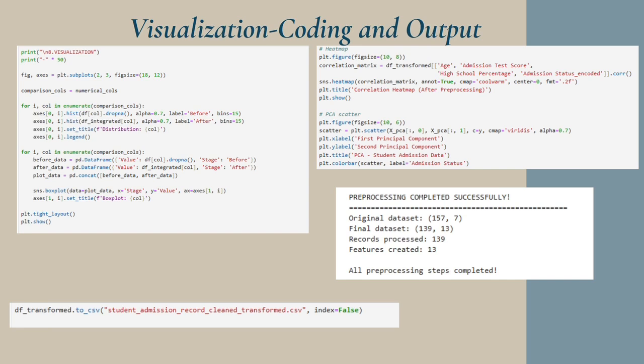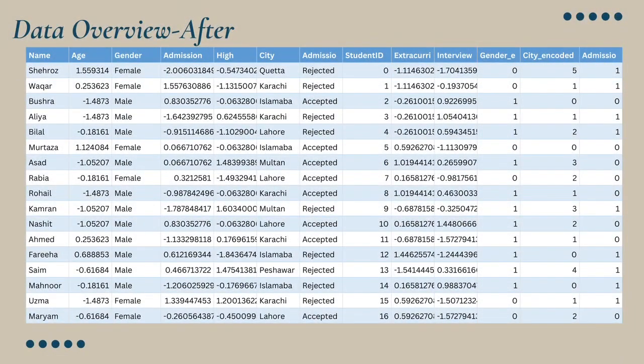Next, we have the PCA visualization, which reduces all variables into 2 main components. These 2 components capture most of the information in the dataset. The PCA plot allows us to observe clear patterns and grouping among students. It also confirms that the pre-processing, such as scaling, encoding, and outlier removal, successfully structured the data, making it ready for predictive modeling. So this is our data overview after cleaning.